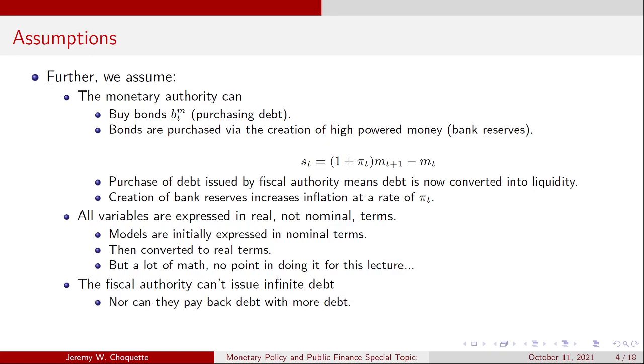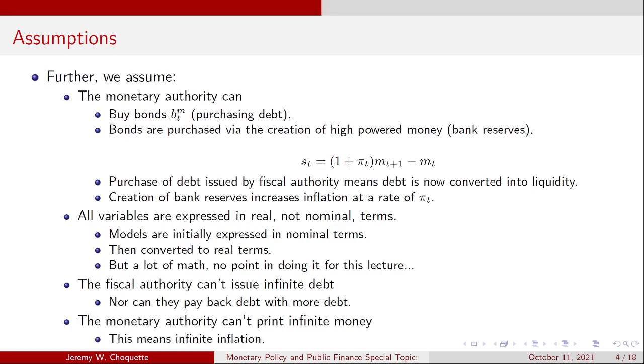So they can't pay back debt with more debt, and they can't issue infinite debt. Simultaneously, the monetary authority can't print infinite money, right? We can't just give everyone infinity dollars because that means you have infinity inflation and that's bad. So there are bounds to this. There are limits to what the fiscal and monetary authorities can do. And our question really is, what are those limits? When do we hit those limits? And the one that we're really going to answer is what the fiscal authority's limits are.